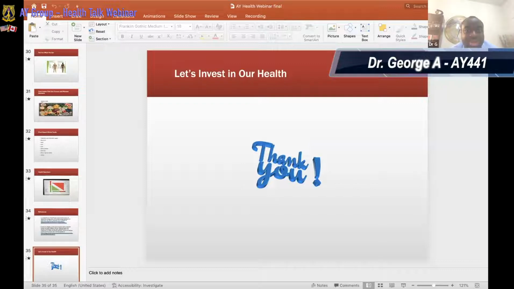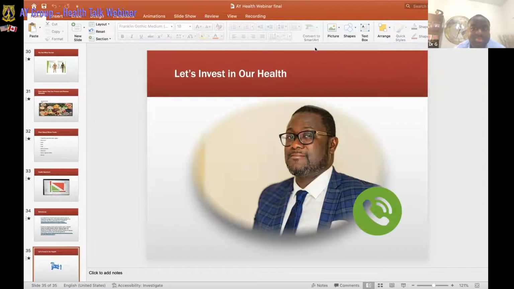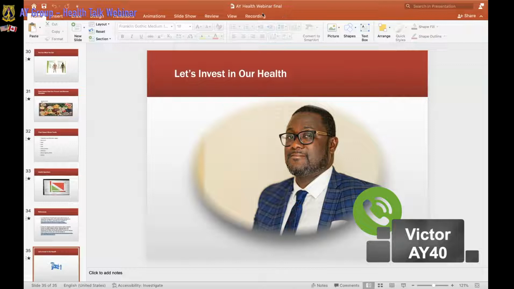If you can avoid red meat as much as possible. Even white meat is not supposed to be the alternative, but it's far better than red meat, and fish is far better than white meat. So seafood is better than red meat, and white meat is better than red meat. Okay, thank you.